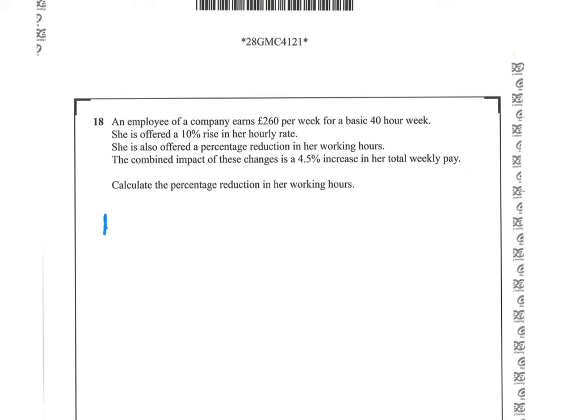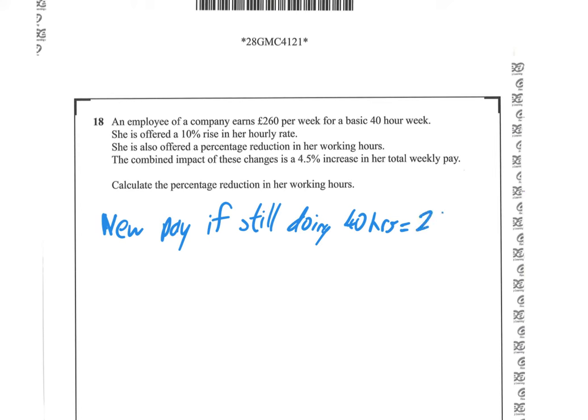What I'm going to work out is her new pay if she's still doing 40 hours. So what that would be. Okay, so it was originally £260 she got for her 40 hours. And if you increase that by 10%, by multiplying by 1.10, you will get £286. So that would be if she was working those 40 hours, that's what she would be getting paid.